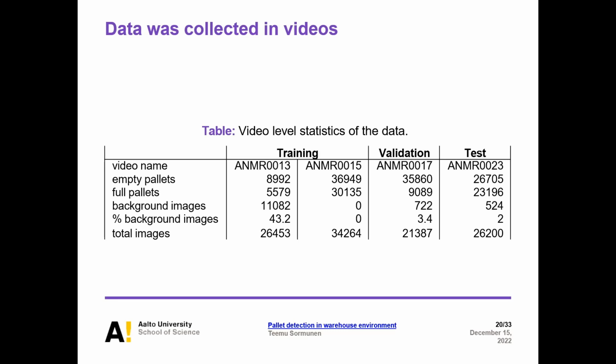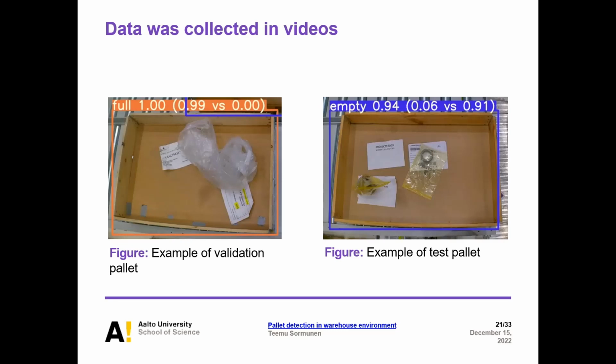and the validation videos. The distribution between empty and full pallets is quite even, but the largest difference is in the validation video, where there are significantly more empty pallets than full pallets. An example of the differences between training and validation and test data can be seen here. The training and validation data consisted mostly of some trash and some random objects, as seen in the left figure, and the test data consisted of actual production items, as seen in the right figure.